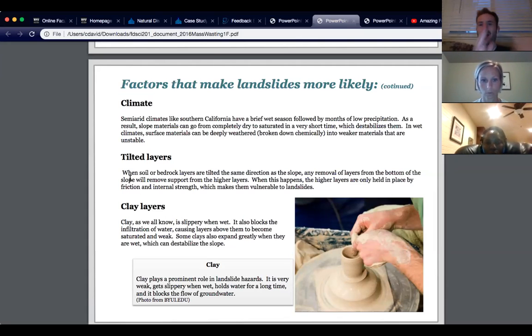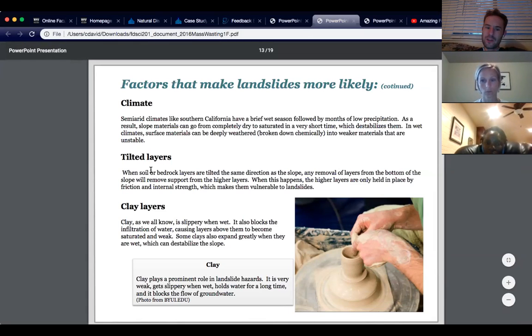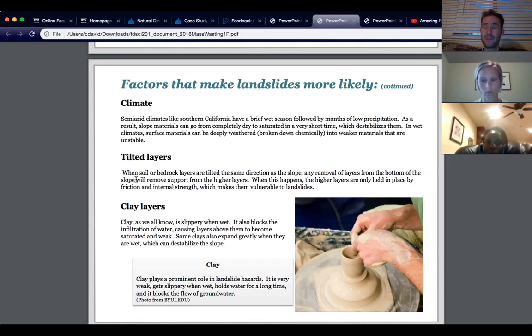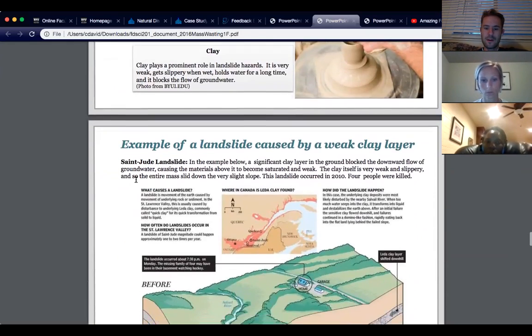Tilted layers: if you've got a clay layer that's tilted like this, and then you've got layers on top of it tilted, the gravity is just going to pull it down, and it has this nice slippery ball bearing layer for everything to slide on. So you've got factors within the geology itself that can make an area predisposed to landslides.